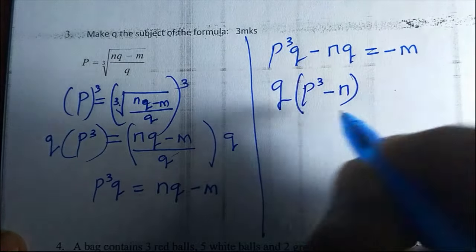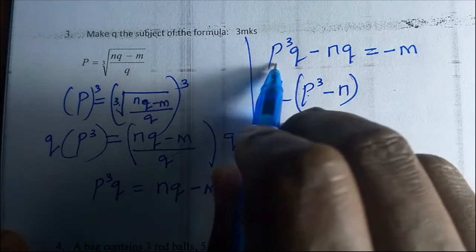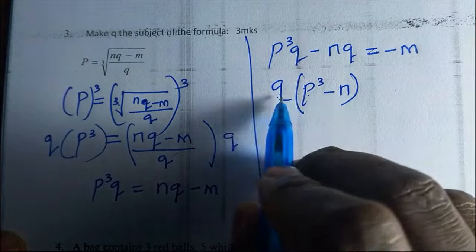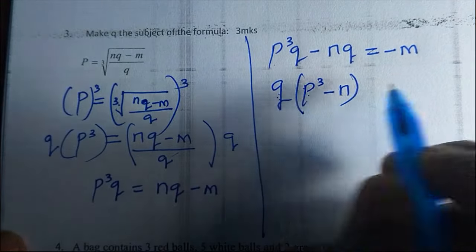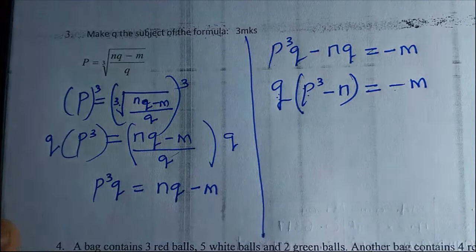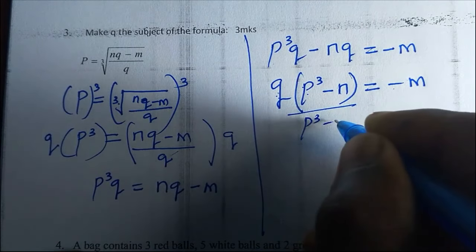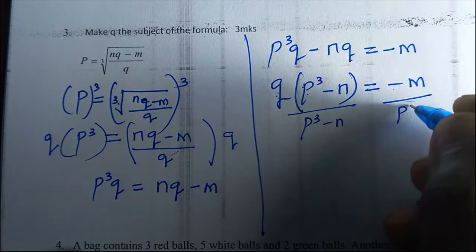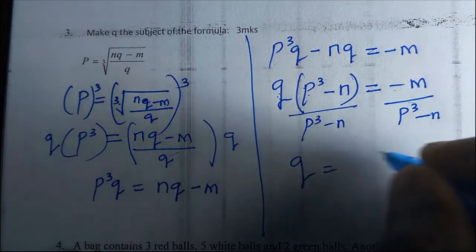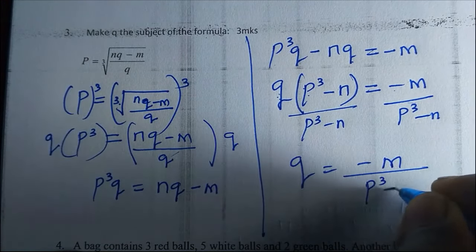Remember, q is common. If I open this bracket, this times this, p cube q. If I do this times this, nq. So there's nothing we have changed. Minus m. Since we want q, divide both sides by p cube minus n. Therefore, q is equal to minus m over p cube minus n.